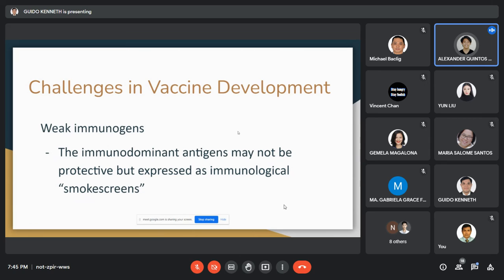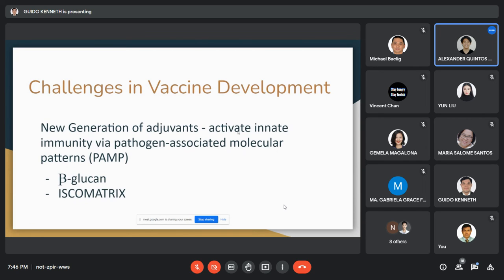So therefore, we need to have more powerful adjuvants to activate immune cells such as B and T cells, macrophages, and dendritic cells to induce more protective levels of immunity. Next slide. This is why we have a new generation of adjuvants which activate innate immunity via pathogen-associated molecular patterns. So, very toxic na word.